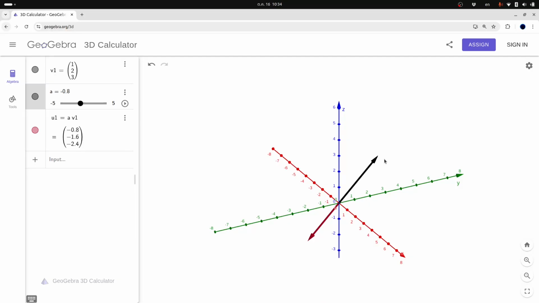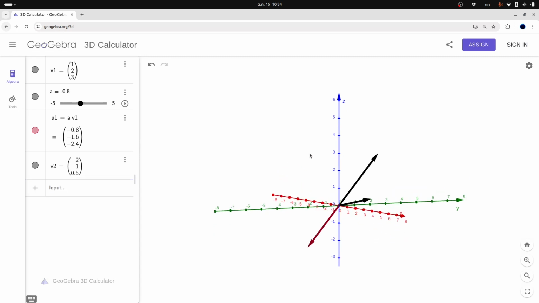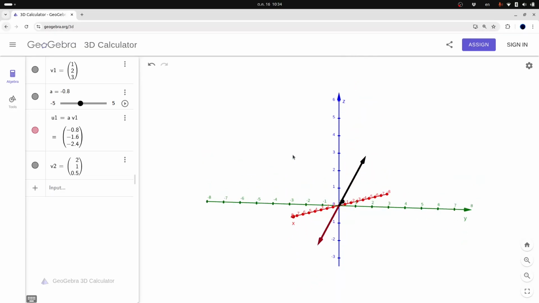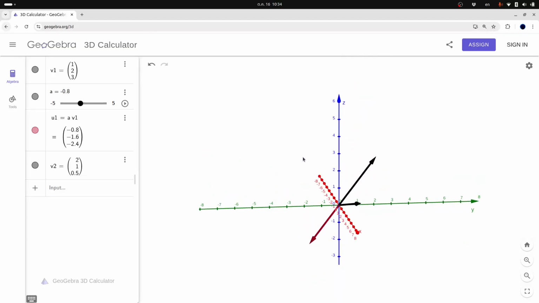So let's have another vector v2. So this is my other vector v2. What does it look like? Let me rotate it a little bit, like that.